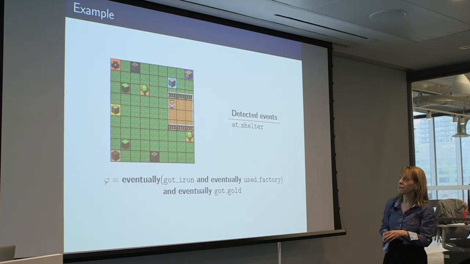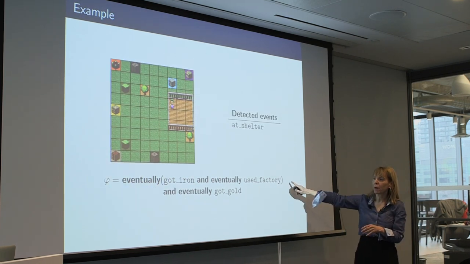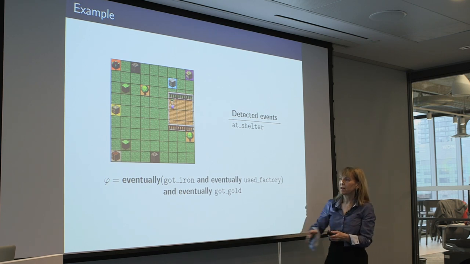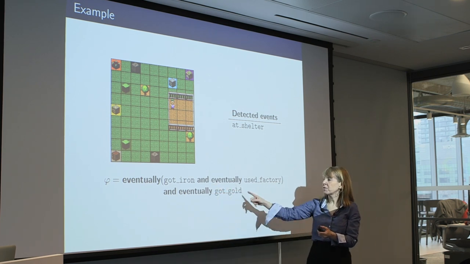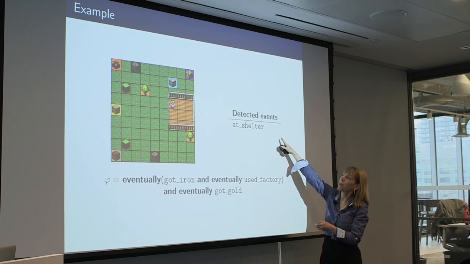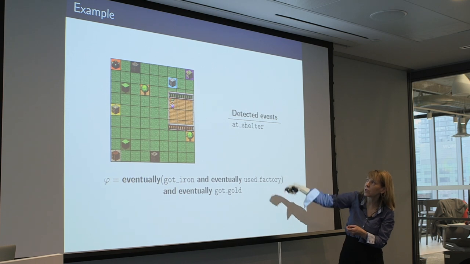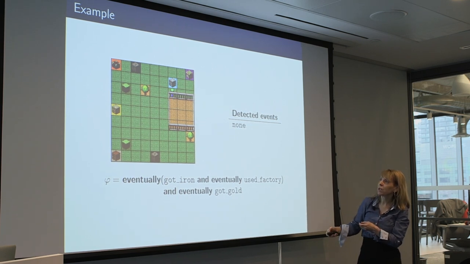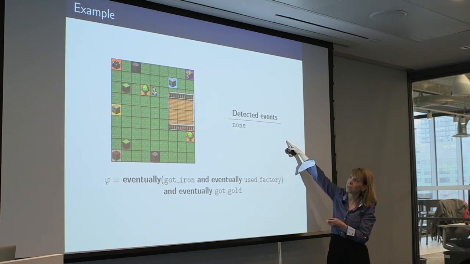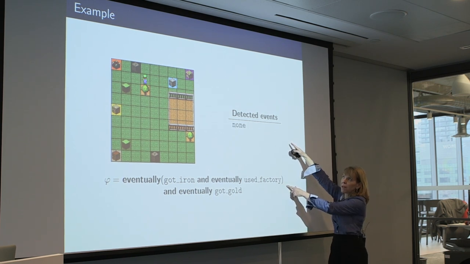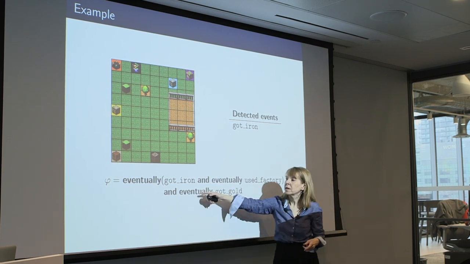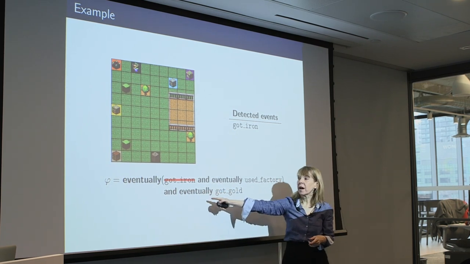So again, now back to this example. We have a very simple formula that we want to be able to satisfy. Eventually got wood and eventually used factory and eventually got gold. And our event detector tells us that we're at the shelter. So there's Luigi, he's at the shelter. Luigi's starting to move in the world, and he's walking around. See, no event is being detected. Oh, he detected got wood, but that has nothing to do with our formula, so nothing happens. And we move along, got iron.